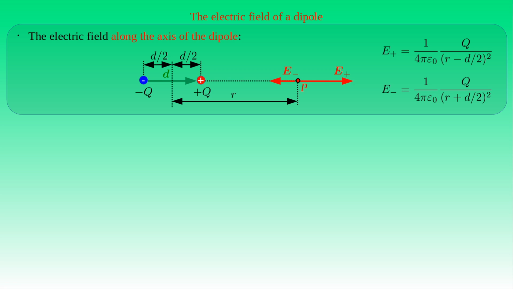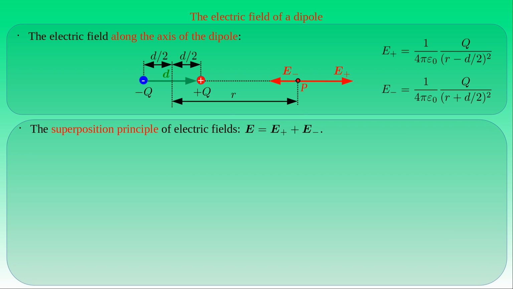By applying the principle of superposition of electric fields, the net electric field can be written as the vector sum of the electric fields. Since these fields are parallel with each other but have opposite directions in the point P, the net electric field E points in the direction of the field E sub plus. Then the magnitude of the vector field E of the dipole is given by the difference of the magnitudes of E sub plus and E sub minus, and we obtain q divided by 4 pi times epsilon naught, times 1 divided by the square of r minus d over 2, minus 1 divided by the square of r plus d over 2.